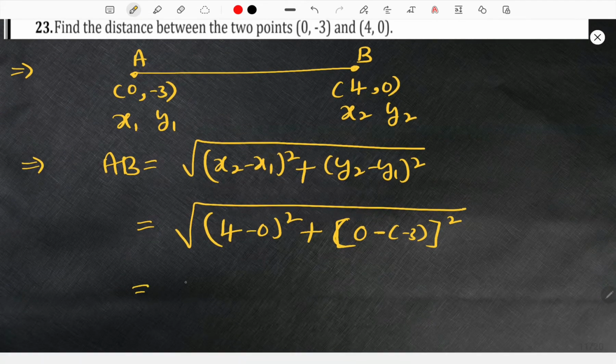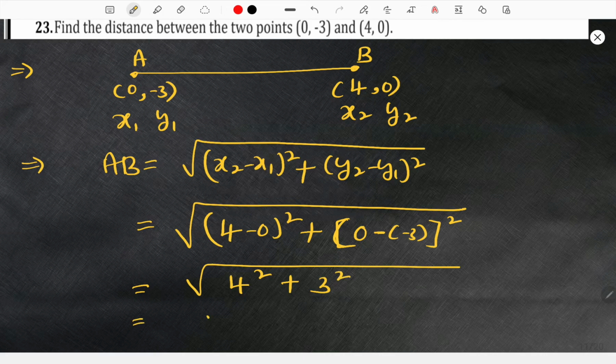So it becomes under root 4 square plus 0 minus of minus 3 is plus 3. So it becomes ultimately 3, right? 0 minus of minus 3 is plus 3. 0 plus 3 is 3 only, 3 square. So it becomes under root 16 plus 9. Under root 16 plus 9 is under root 25. So under root 25 is 5 units. So this is the distance.